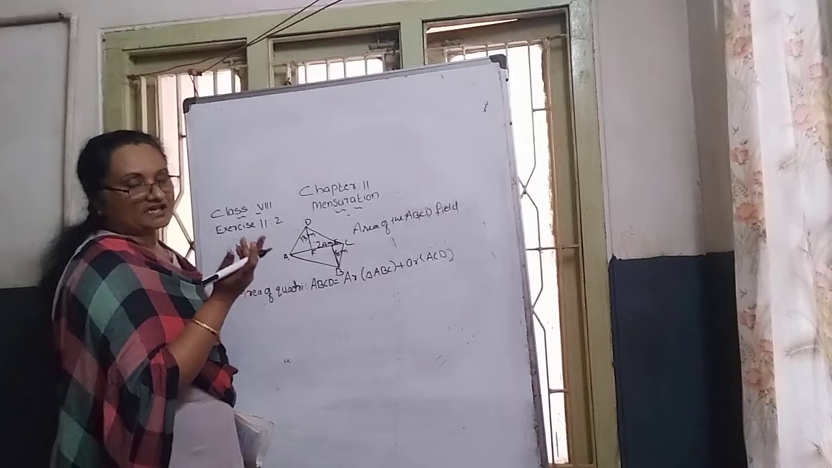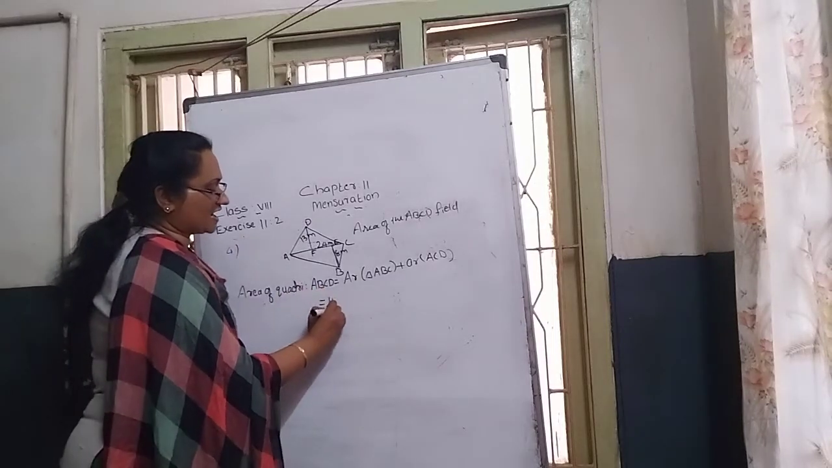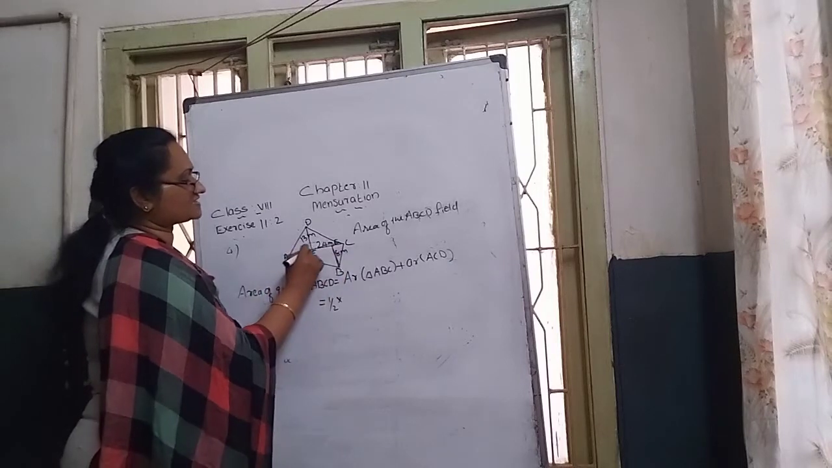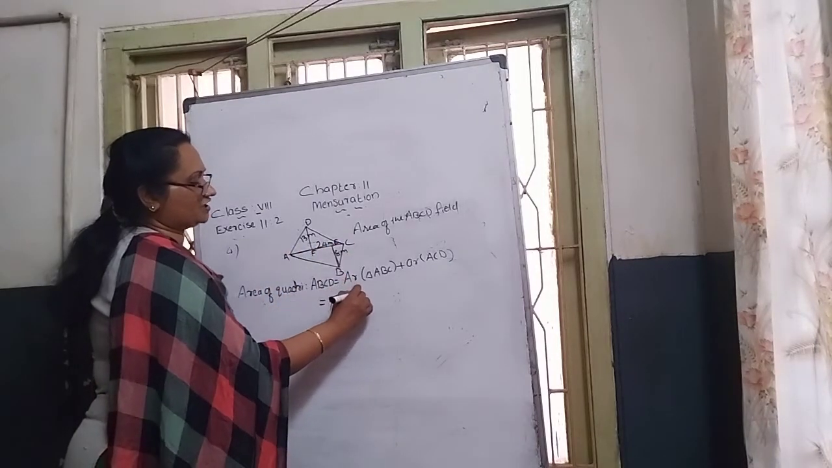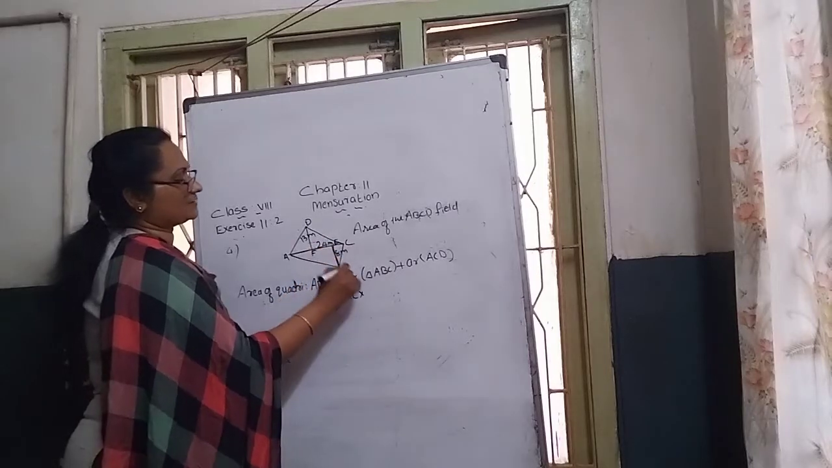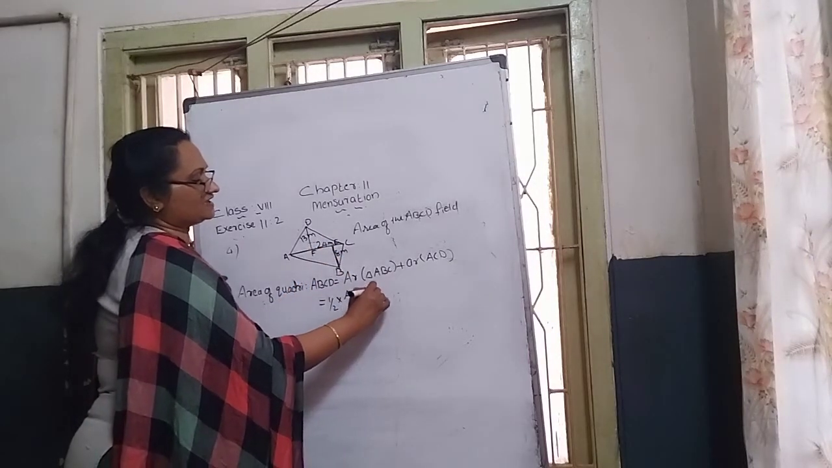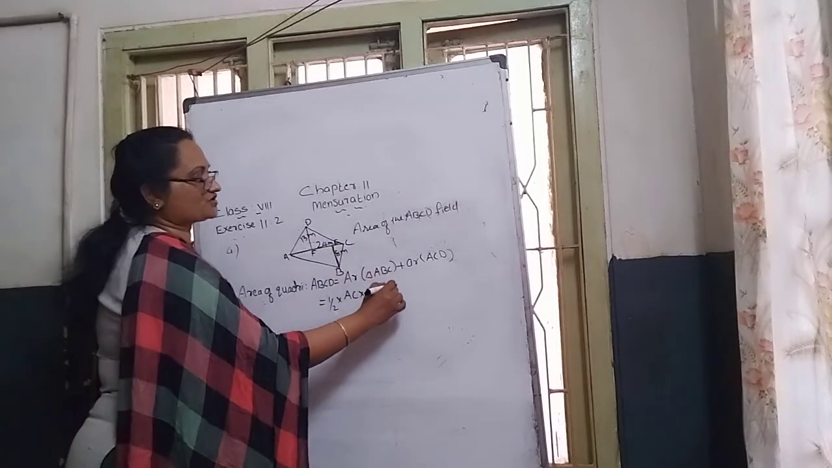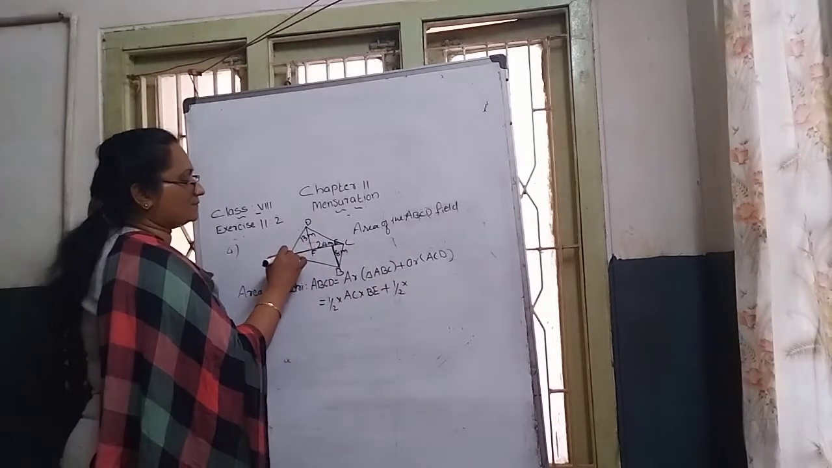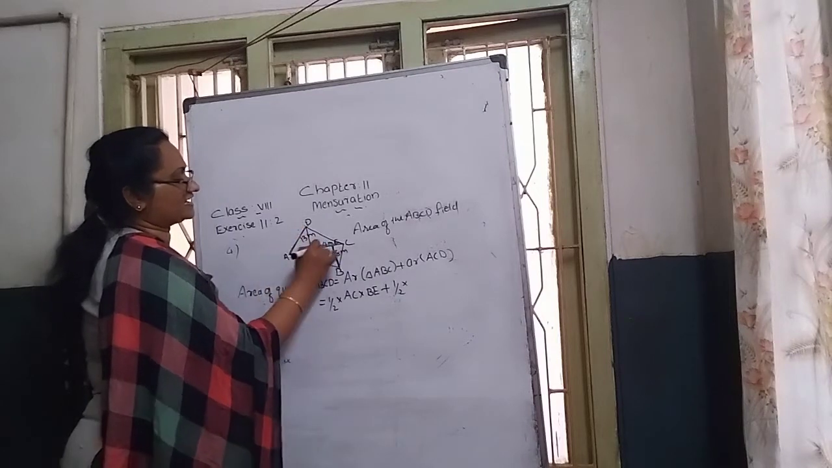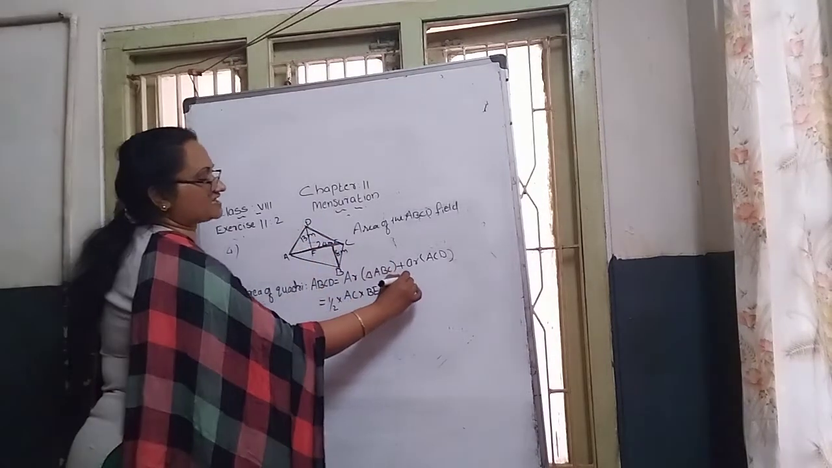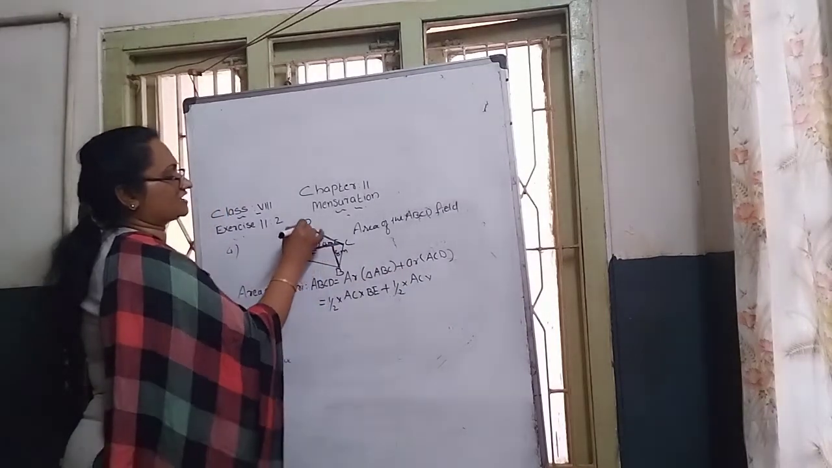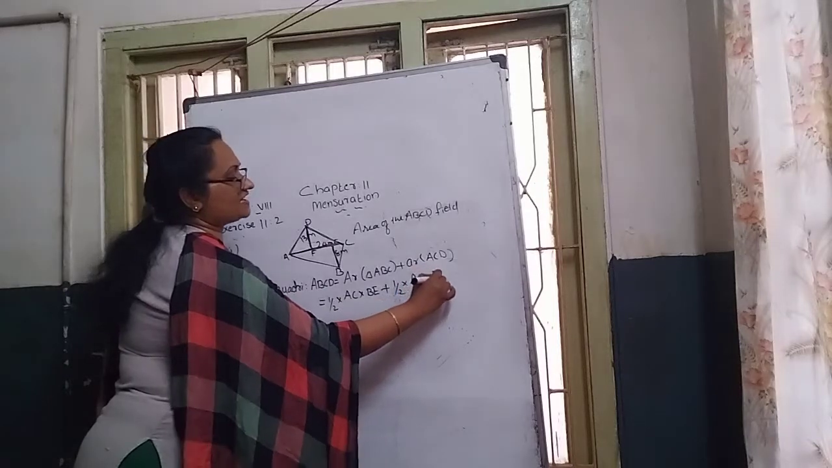We know the area of a triangle formula is half into base into height. With respect to ABC, the base is AC and the height is BE. Then plus, in the second triangle ACD, the same formula: half into base. The base has no change, AC is the base. The height of that triangle is DF.